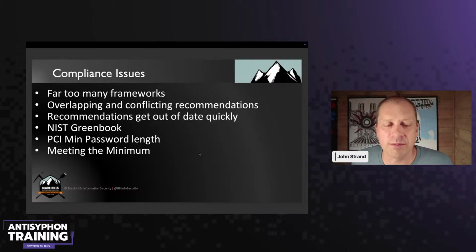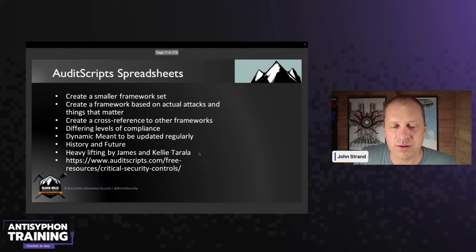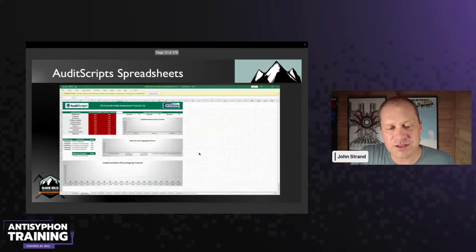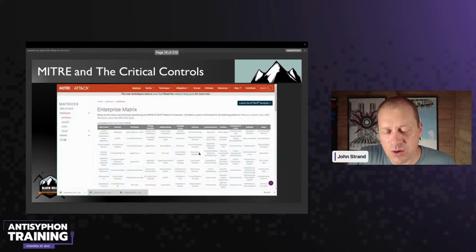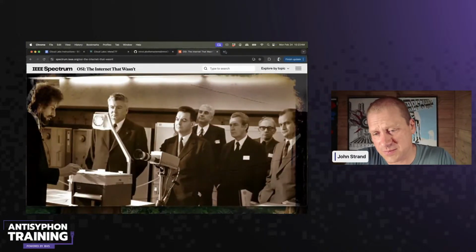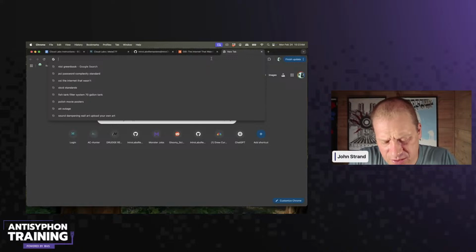Then you get into a problem where people just focus on meeting the minimum. What is the absolute minimum that we have to do to be successful in our security framework? So Audit Scripts has changed all this. I have to update the slides here, but I want to show you what actually does exist here. And I'm going to share this in the chat as well.